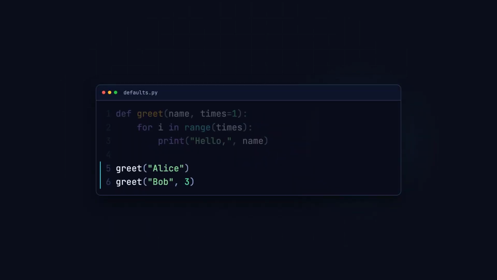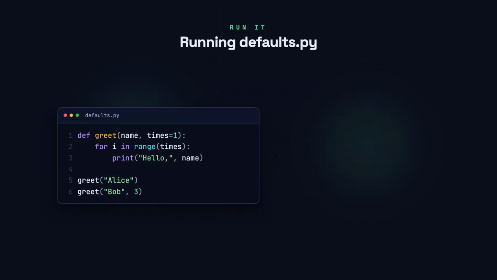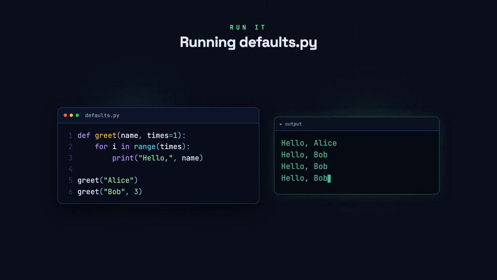The first call passes only a name, so times silently falls back to 1. The second call passes 3, which overrides the default, and the loop runs 3 times instead. Here is the exact output. Alice is greeted once because we relied on the default. Bob is greeted 3 times because we passed 3 explicitly. The default did its job in the first call and stepped aside in the second.